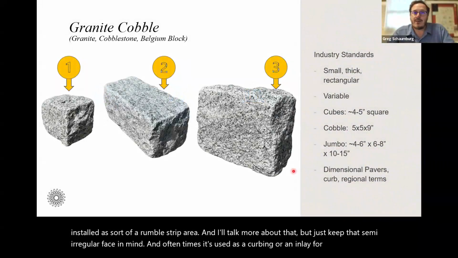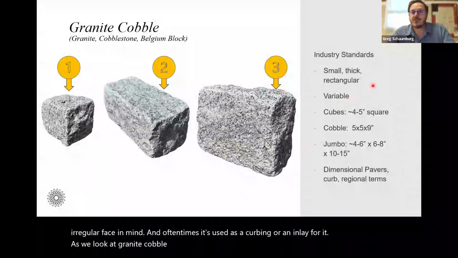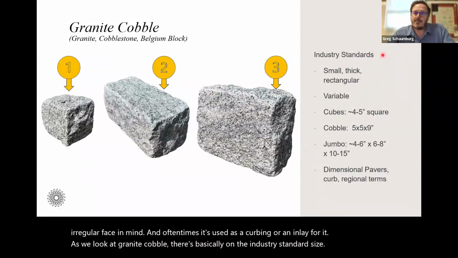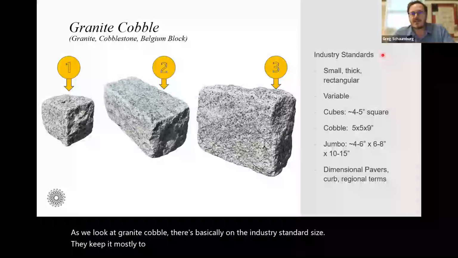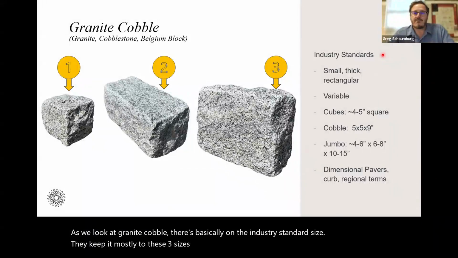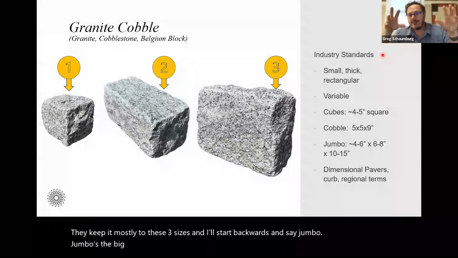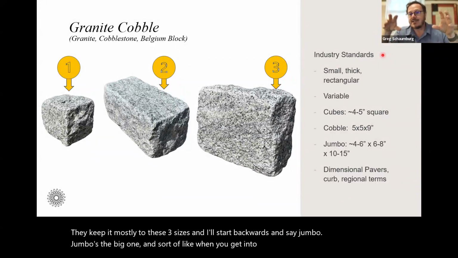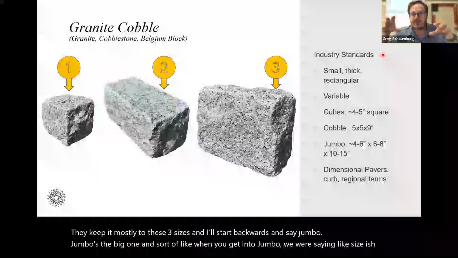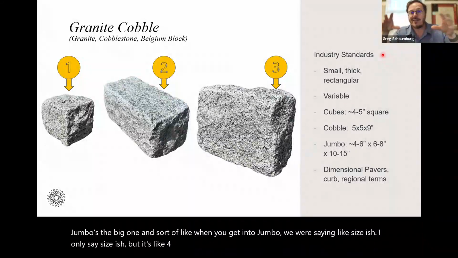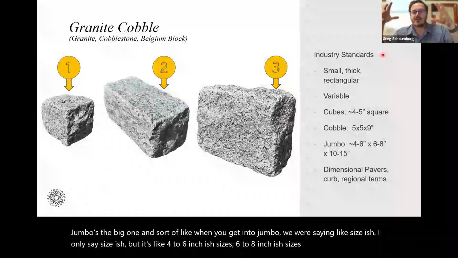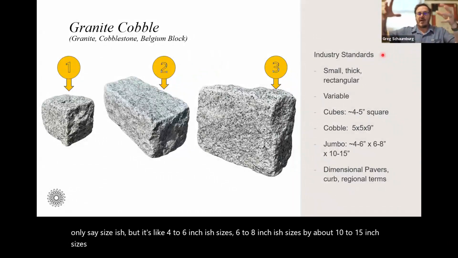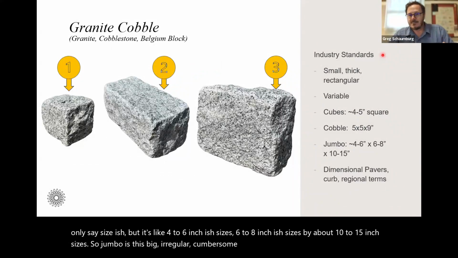As we look at granite cobble, there's basically an industry standard size, they keep it mostly to these three sizes. And I'll start backwards and say jumbo. Jumbo is the big one. It's like 4 to 6 inch-ish sizes, 6 to 8 inch-ish sizes by about 10 to 15 inch sizes. So jumbo is this big, irregular, cumbersome, large slab. It's about the largest that you'll get for these cobble pieces.